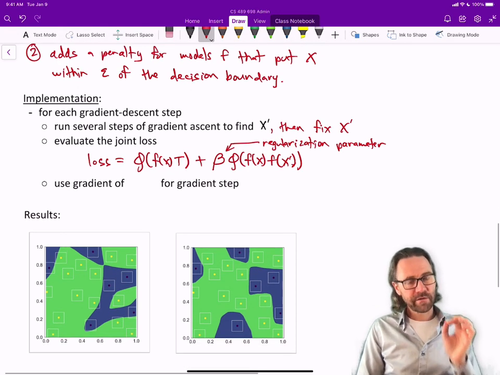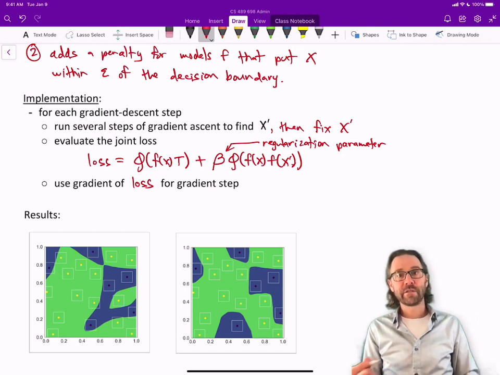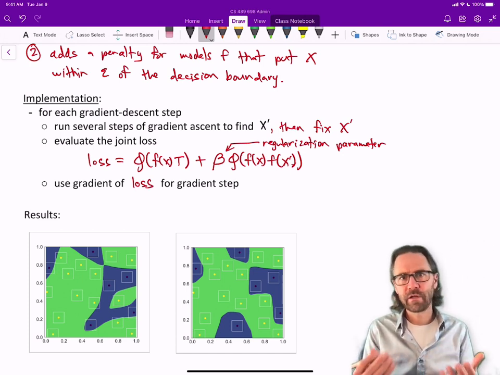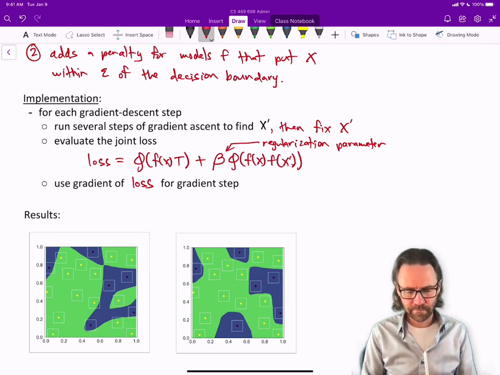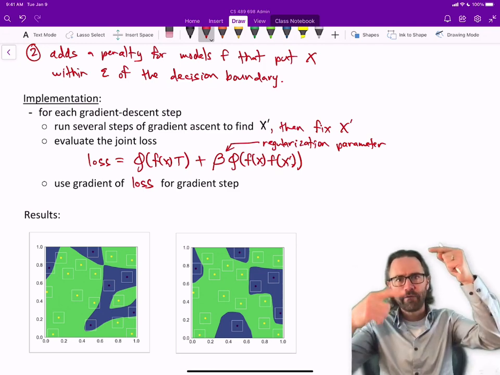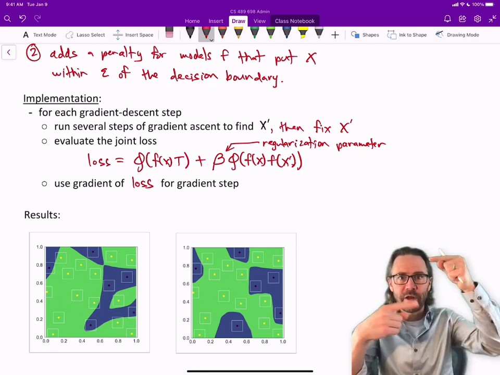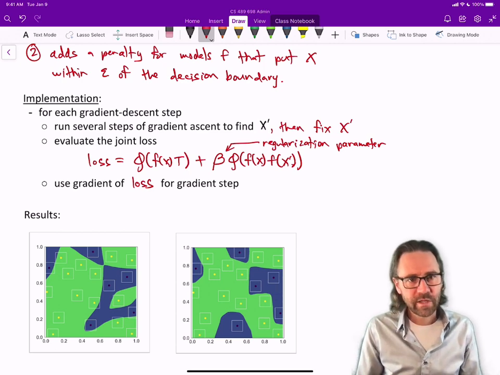Now we use the gradient of that loss for our gradient step, for our connection weights and biases, adjusting our model f. So this is more expensive because for every gradient step, we now have this sort of inner loop that does a few gradient ascent steps to find an adversarial example. So let's look at results.